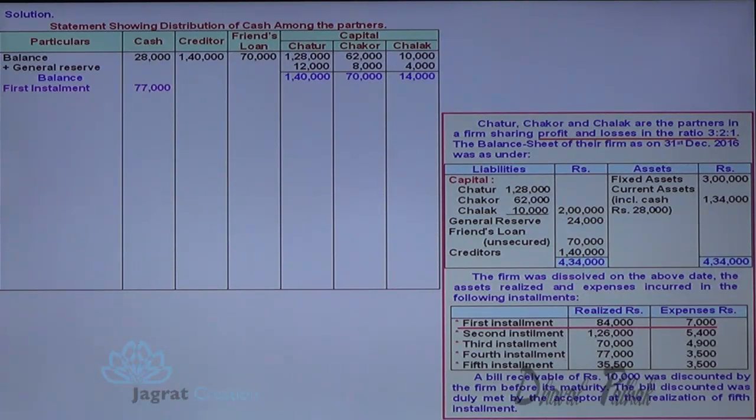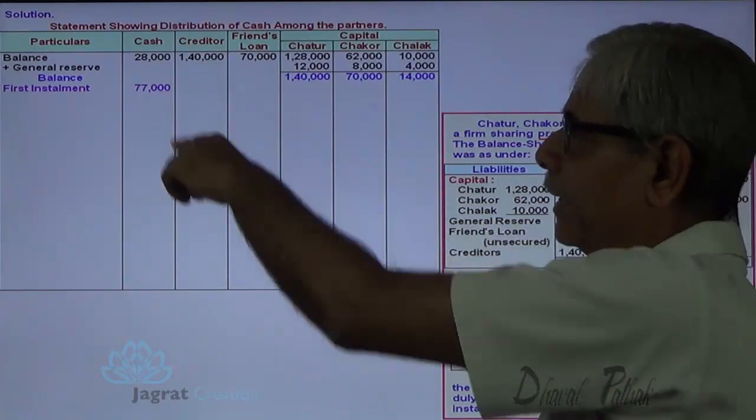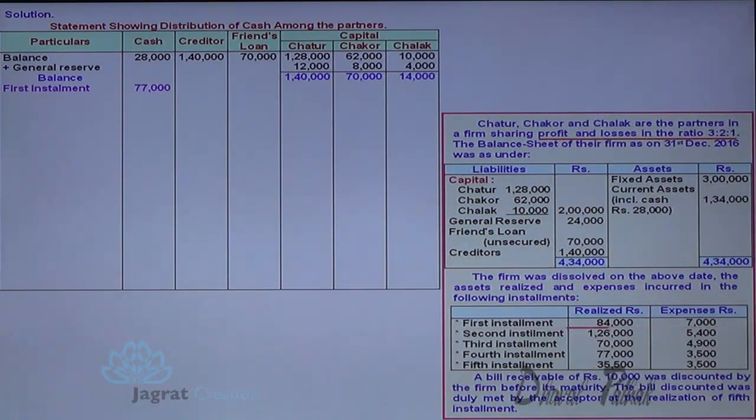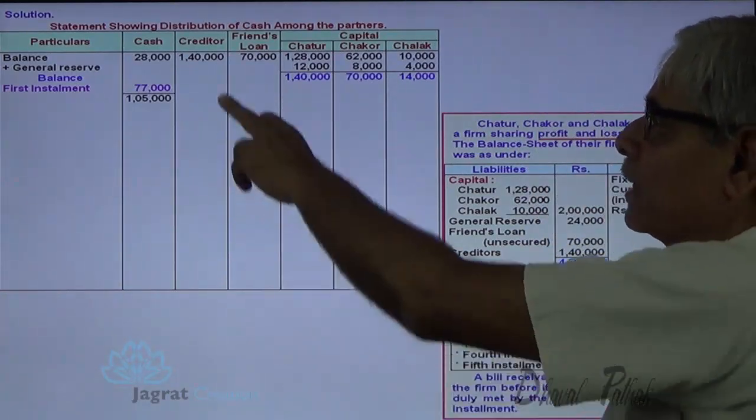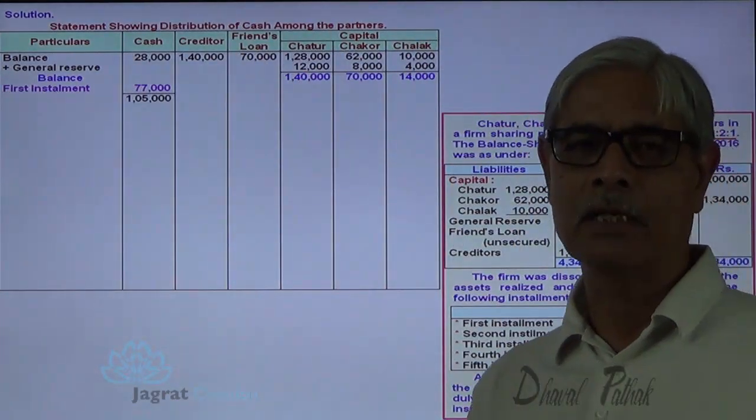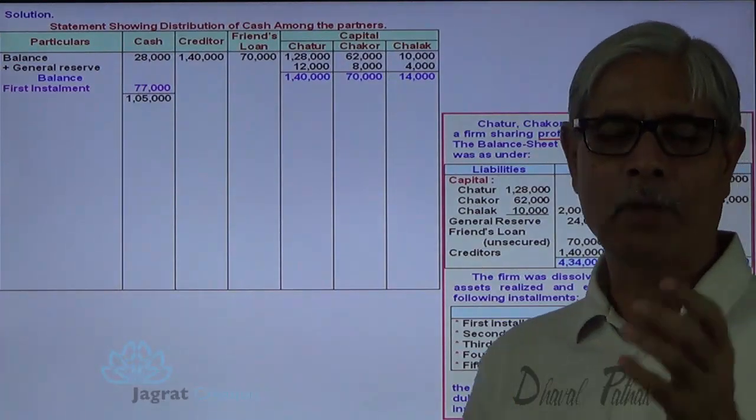Now, this is the total. 28,000 plus 77,000 is the amount that has been received. So this is the total available. First of all, you should make payment to the outsiders. Who are the outsiders? Creditors and friends loan is an outsider. They are to be paid in priority from the available cash.